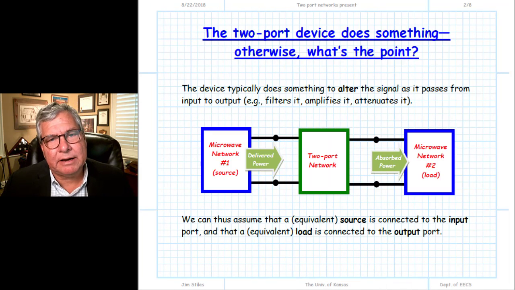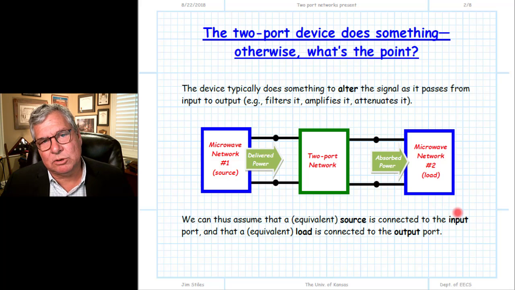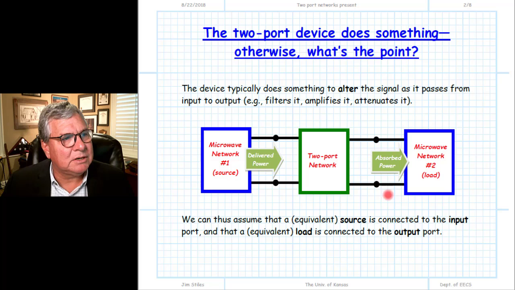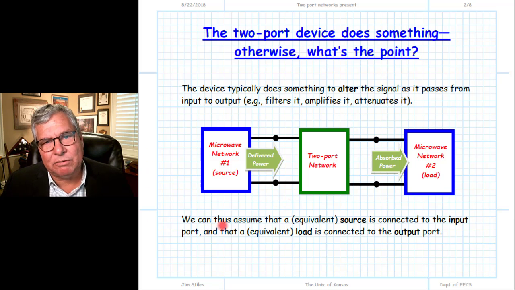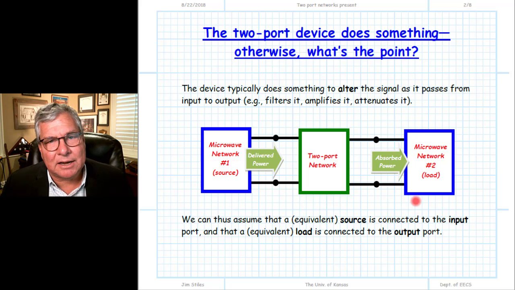So to understand the effect of a two-port device in a microwave system, we are going to use a slightly different model than simply talking about an equivalent source or an equivalent load. We want to isolate the two-port device that we're interested in, and then everything to the left of that two-port device, from where energy is coming, we're going to group into one device, and we're going to call that the equivalent source. On the other side, on the output side of this two-port device that we're interested in, we're going to take everything downstream toward which the energy is flowing, and we're going to group that together in a box.